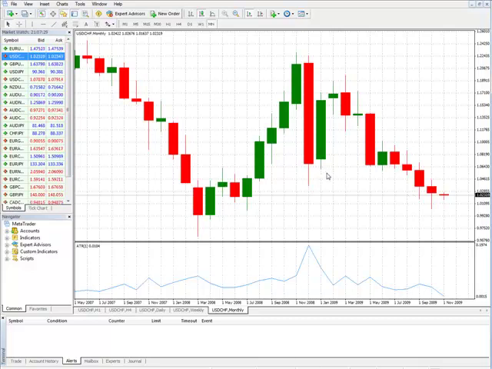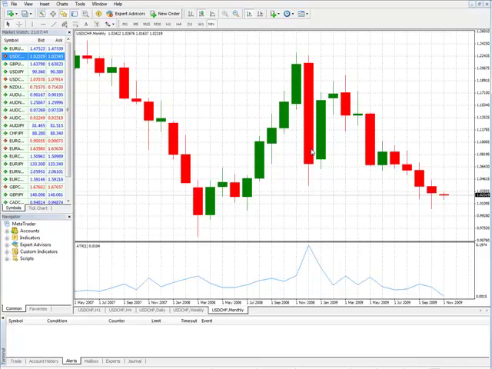This in and of itself is actually an inside bar. It's a big inside bar right here. Here's another inside bar. Break out of that low. That's looking good.